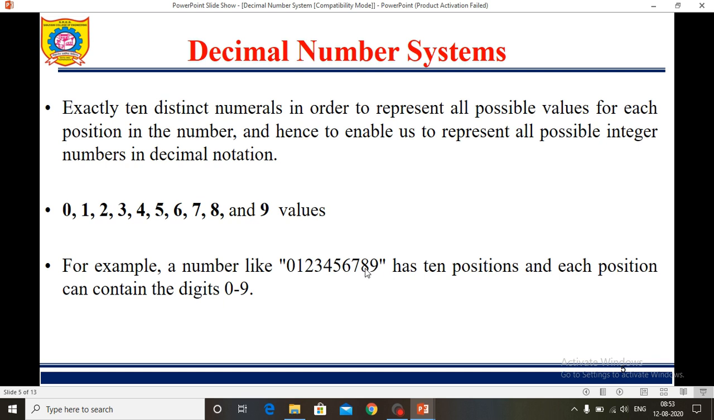It is not necessary that it has to be 8 only. It can be 2 also. It is not necessary it has to be 7 only. It can be 7, 8 also. So it can be any combination of digits from 0 to 9.